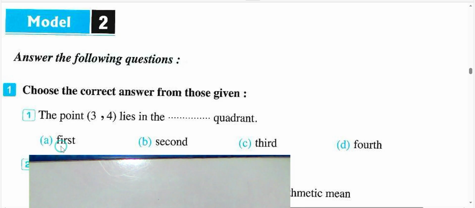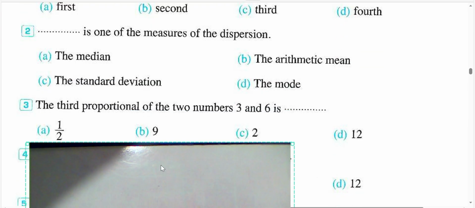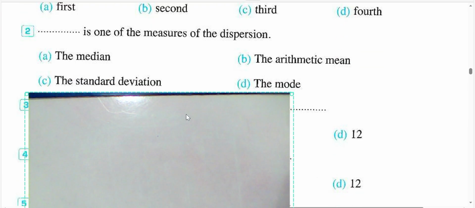Next, question number 2. Range is one of the measures of dispersion. We have mode, median, and mean, which are letters A, B, and D. They are the arithmetic measures of central tendency, okay, central tendency. But he asked about the measure of dispersion. We can use letter C, standard deviation, or the range.